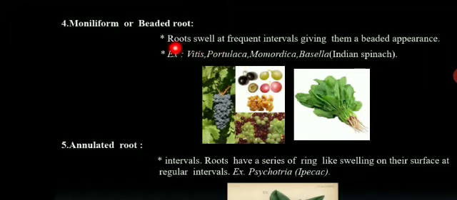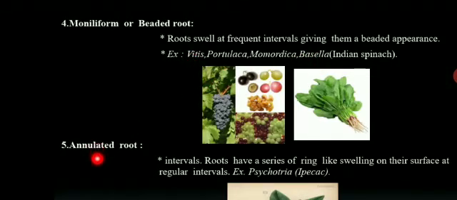At the same time, the roots are swollen at frequent intervals. There is a swelling in one place, then an interval, then another swelling, giving them a beaded-like appearance. Then only it is called a beaded root or moniliform root. For example, Vitis, which is nothing but grapes, Portulaca, Momordica, and balsam, Indian spinach. The balsam, in Tamil we say pasalakira; Vitis means grapes.